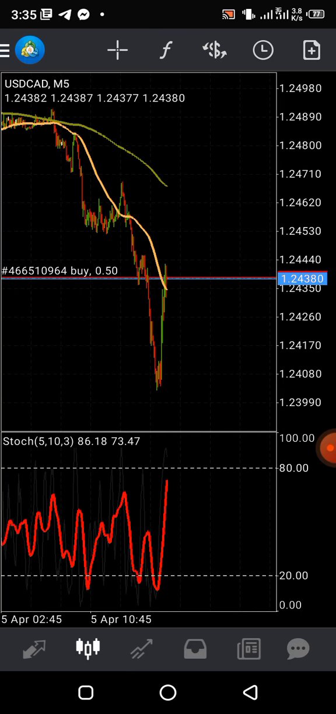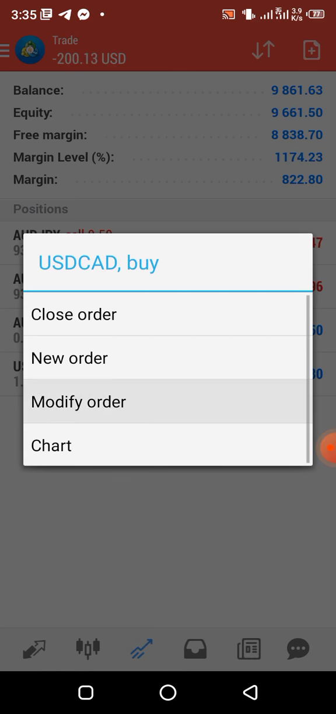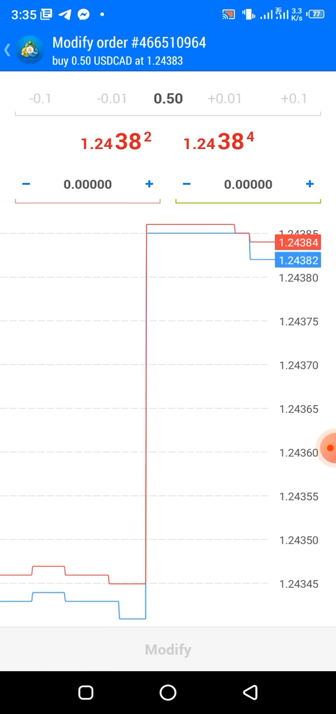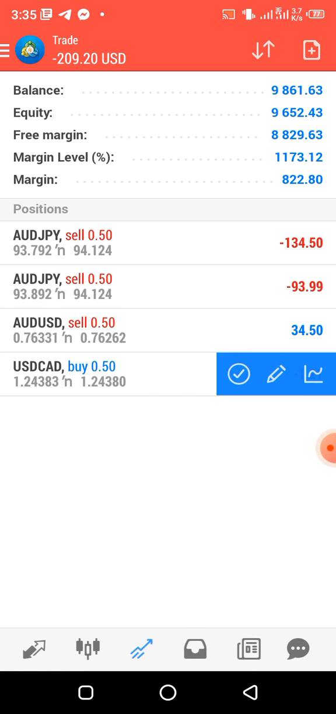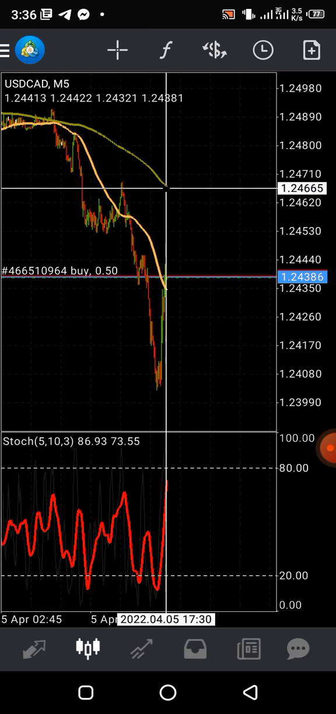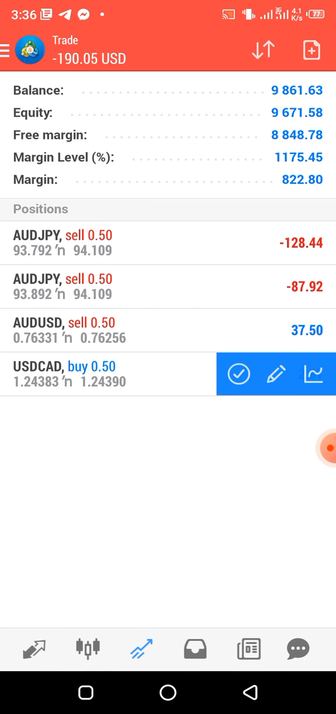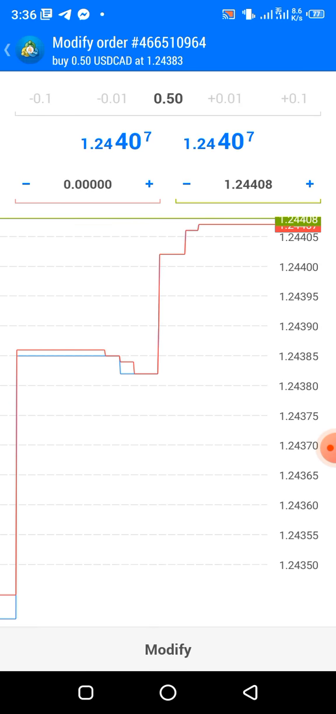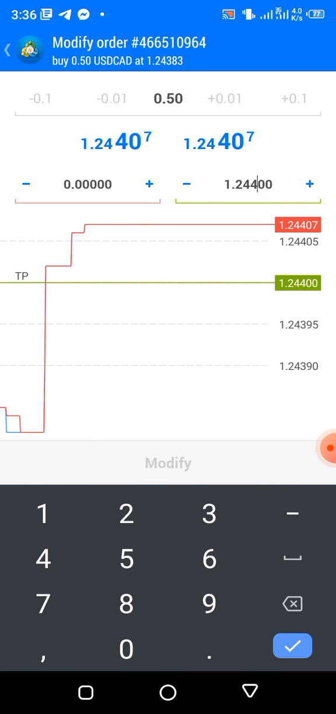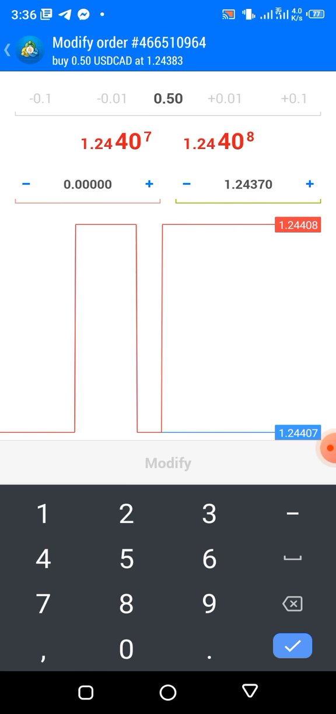So the next thing for me to do is to modify this. To modify, I do the same thing. I go to where the trade is, click and hold, and go to modify order, and I can see my stop loss and take profit. So I need to set my stop loss level and take profit level, and for this I'm looking at my take profit to be somewhere here, 1.24670. All right, okay, 1.24670. This is very close.